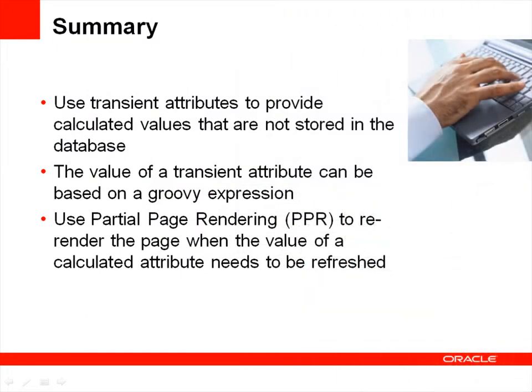In this demonstration, you've learned how to create a transient attribute that uses Groovy to calculate a total. Remember that transient attributes are useful for providing calculated values and are not stored in the database. To refresh the value of a calculated attribute, you can use partial page rendering, also known as PPR, to specify the triggering component and the target component.